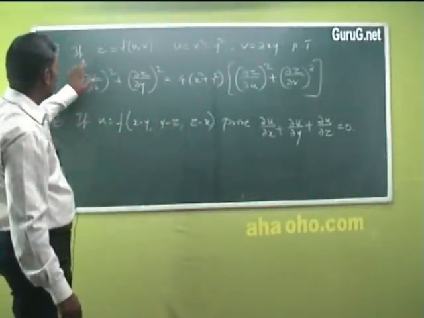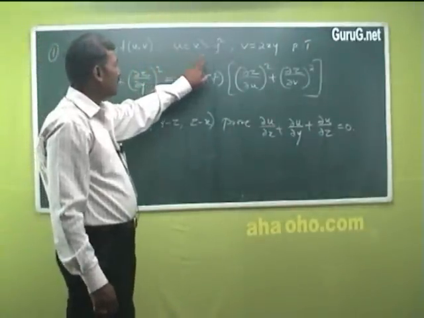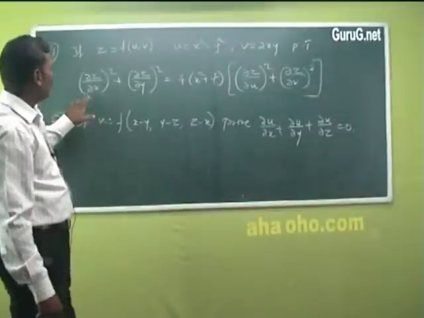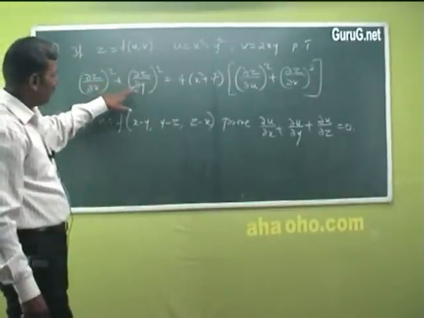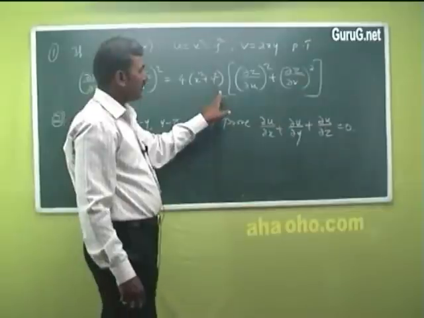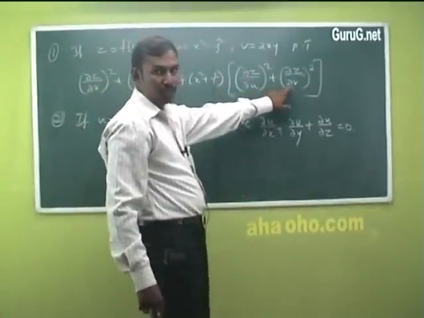Try these two problems. If z equal to a function of u and v, where u equal to x square minus y squared, v equal to 2xy, then prove that dou z by dou x the whole square plus dou z by dou y the whole square equal to 4 into x square plus y squared, into dou z by dou u the whole square plus dou z by dou v the whole square.